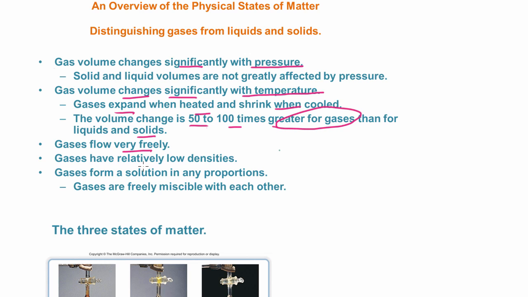We know that gases flow freely. They have relatively low densities compared to liquids and solids, and we usually report the density of a gas in grams per liter. Gases will form a homogeneous solution in any proportions. So we say that gases are freely miscible with each other, meaning that they combine together in different proportions.